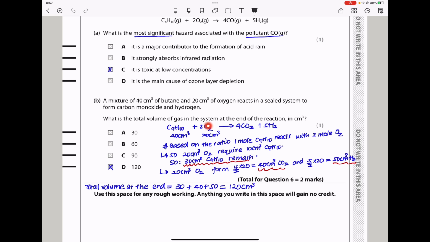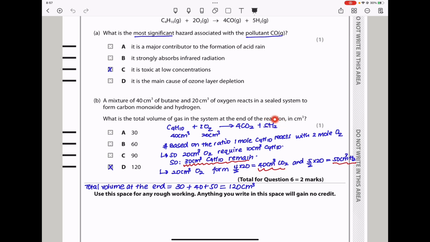Now we can confirm that oxygen is a limiting reagent, and so I'm going to use a volume ratio of oxygen. So using the volume ratio of oxygen to find the volume of CO2 produced, it's going to be 4 divided by 2 times 20, which gave me 40 centimeters cubed of carbon dioxide.